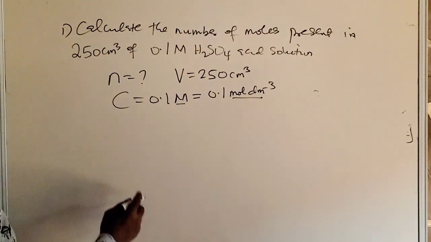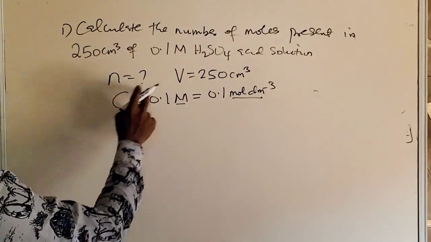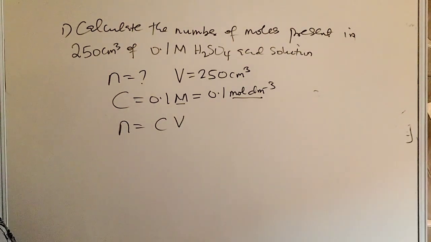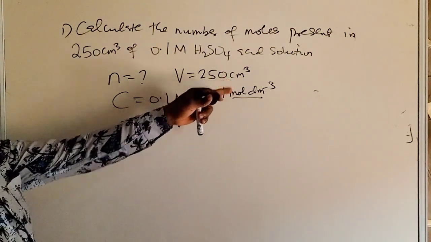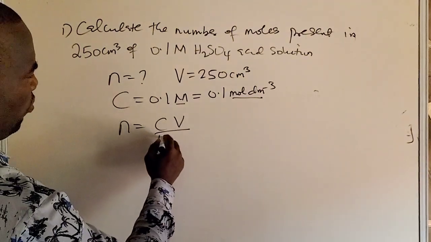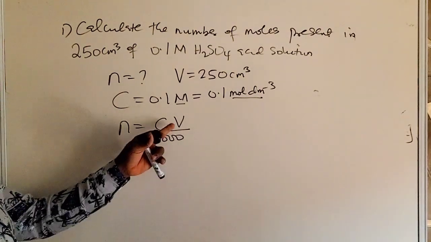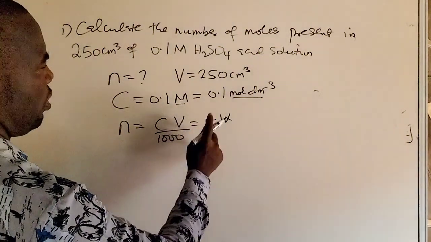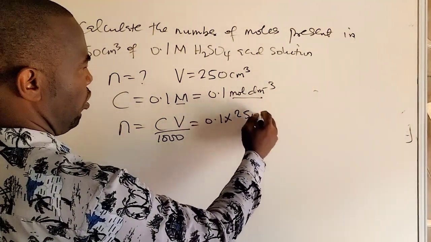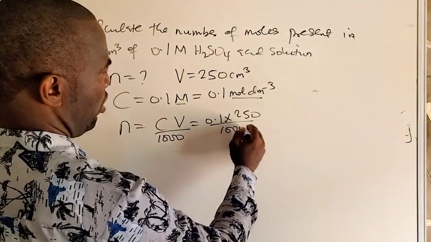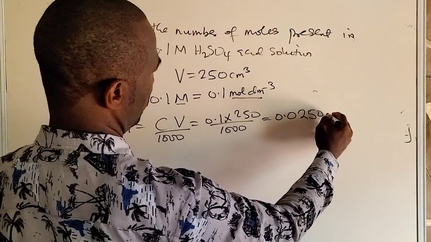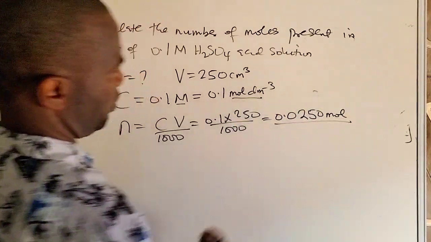So looking for number of moles, the formula that connects n, C, and V is n equals C times V. But because the volume is in cm cube, we have to divide by 1000 to convert it to dm cube. So that becomes 0.1 times volume 250 over 1000. Also, we're going to have 0.0250 mole as our answer.